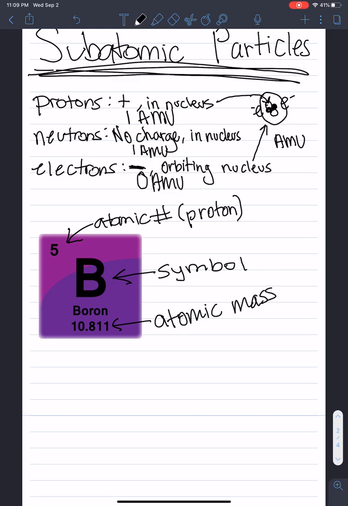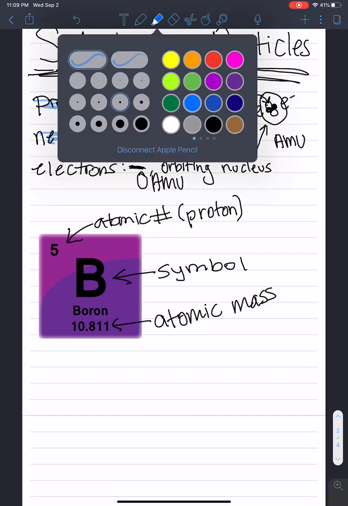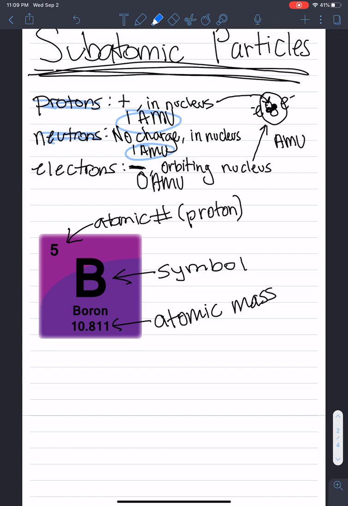And if you look up above, you can see the two particles that contribute to mass. They're protons and they're neutrons, right? They both have 1 AMU. So we know that the atomic mass, our mass, equals our protons plus our neutrons, all right? That'll be important later on.